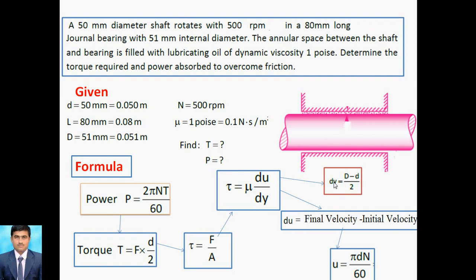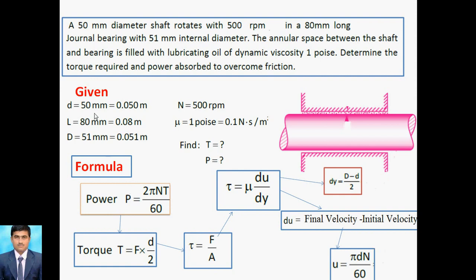So this is regarding the formula. If you put the values of dy and du, what is the final velocity? We can compute it from u is equal to pi D N by 60, right? And like this we can calculate the shear stress. If we get the shear stress, we get the force, and if we get the force, then we get the torque, and the torque will give the value of power.